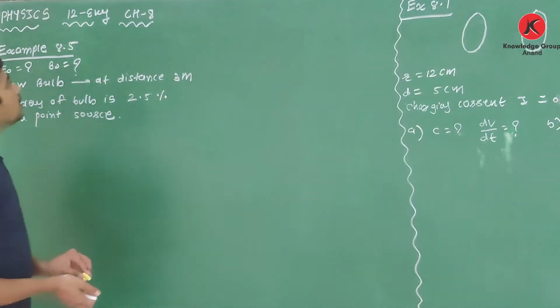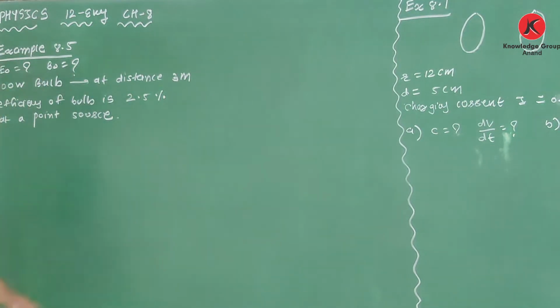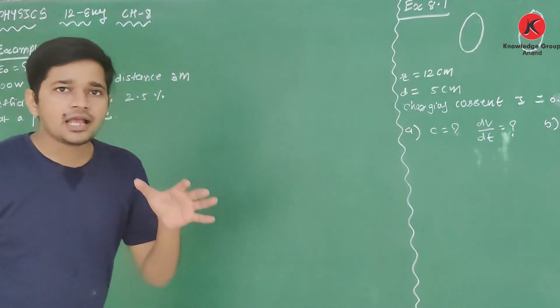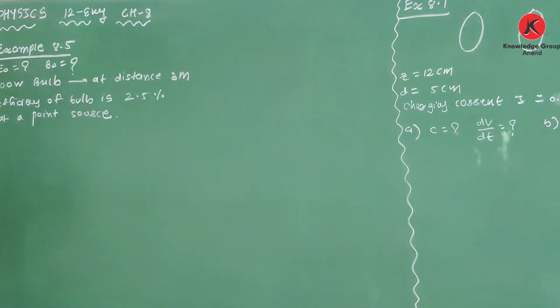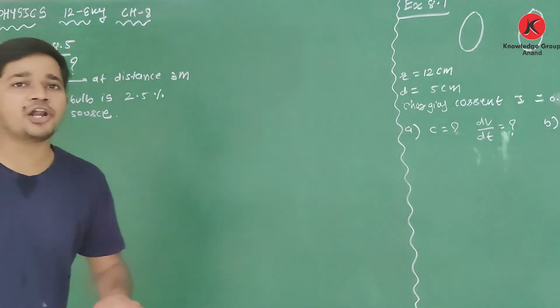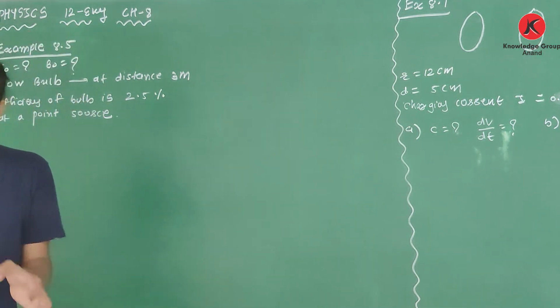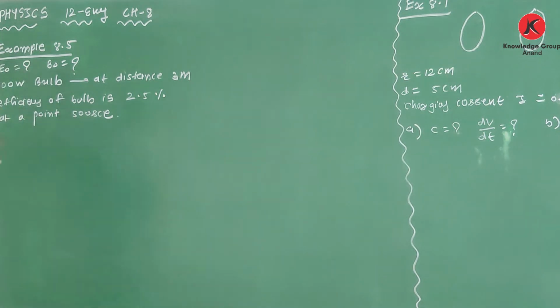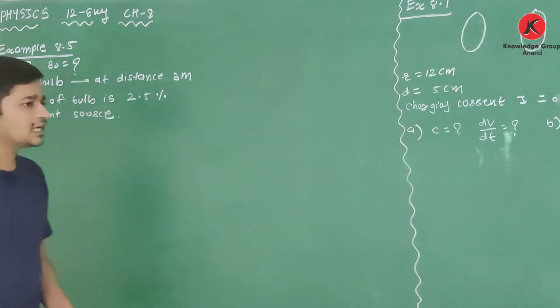One last example. Example 8.5. You have to find what is the electric and magnetic field due to a bulb of 100 watt, which radiates energy in each and every direction. So a 100 watt bulb which is giving radiation, you have to find the electric field and magnetic field at distance 3 meter. Efficiency of the bulb is 2.5% and consider it as a point source.